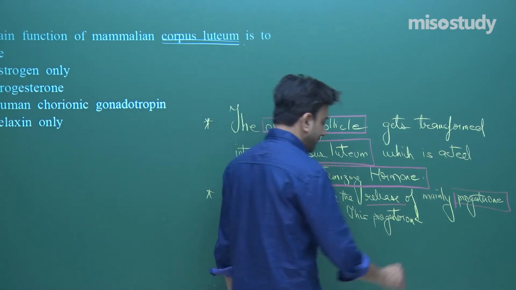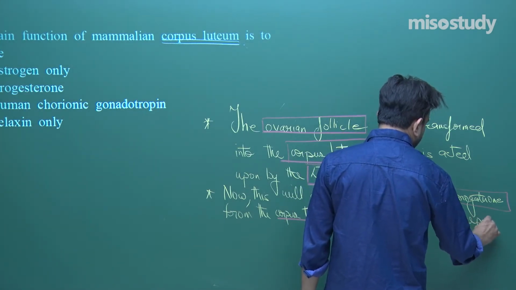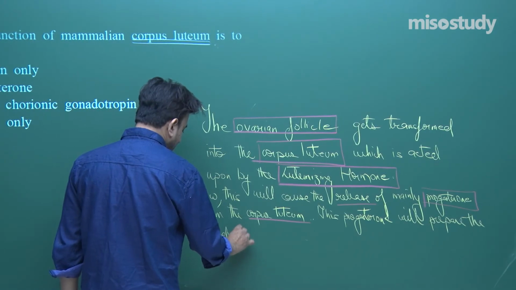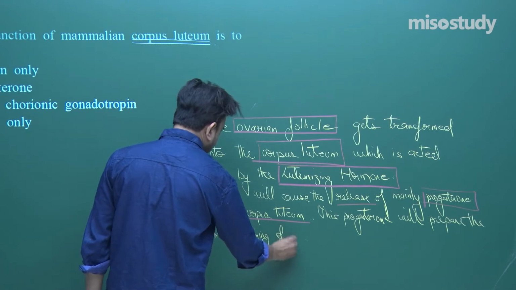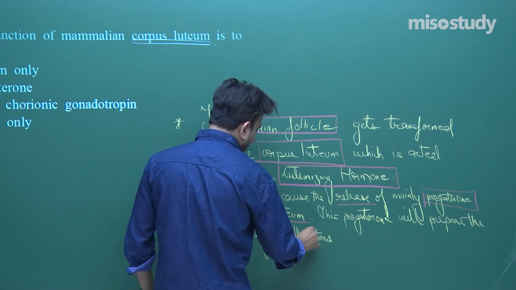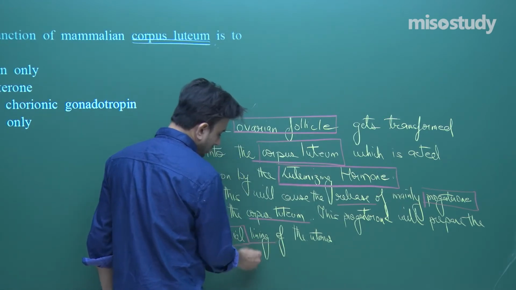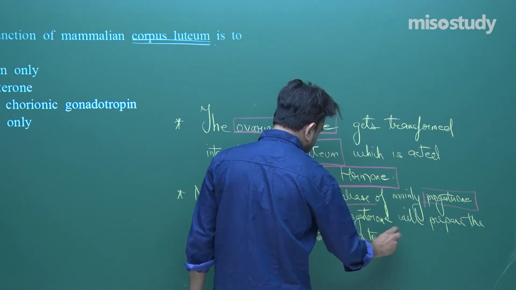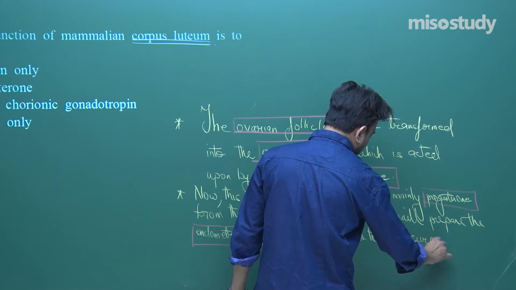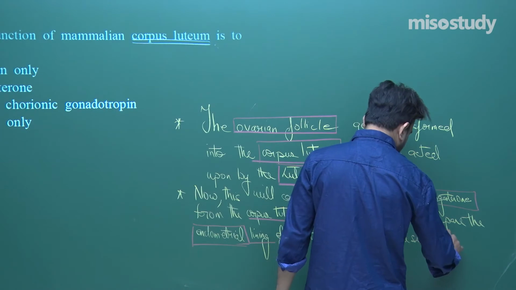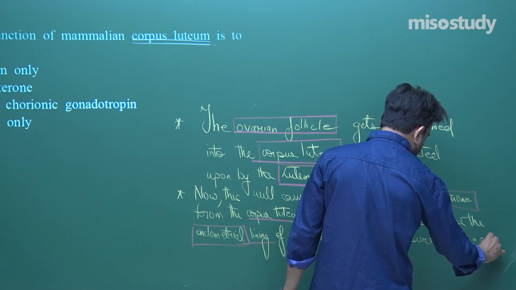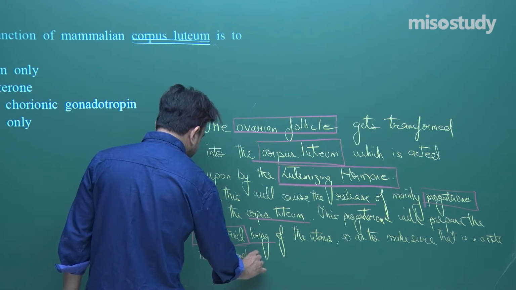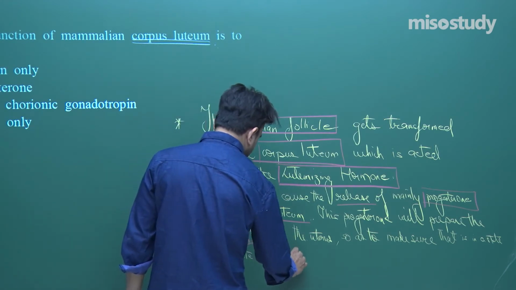This progesterone will prepare the endometrial lining of the uterus so as to make sure that it is in a state for the zygote to get implanted. Right?